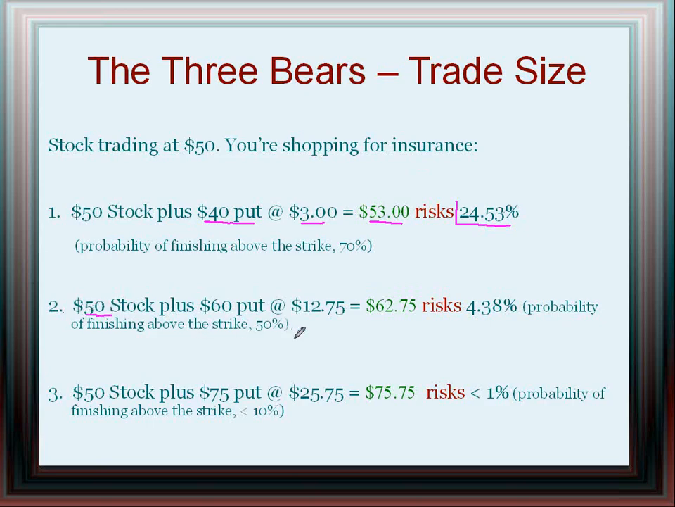Now, if I look at the $50 stock and I buy a couple strikes in the money put, a $60 put, well, this might cost me $12.75. Now remember, $10 of this is intrinsic value, so our true risk is only $2.75. Yes, our cost is $62.75, but we're guaranteed an exit of $60. We're only risking $2.75, or about 4.4%. And as we saw before, I don't need the stock to be trading at $62.75 in the near term.